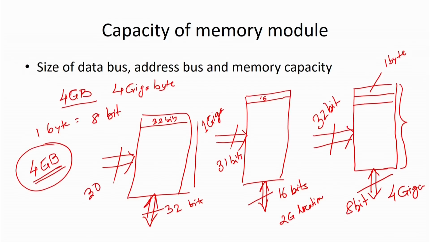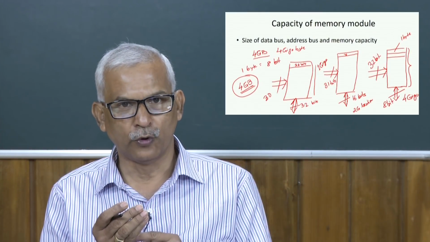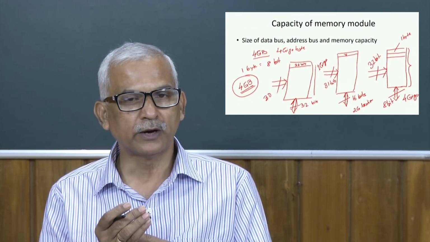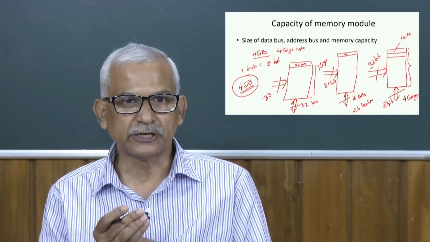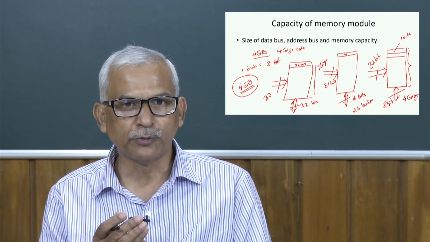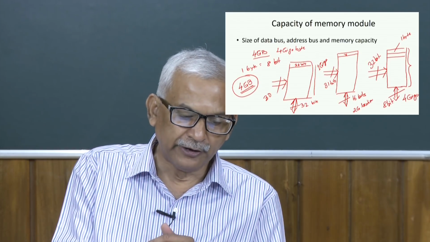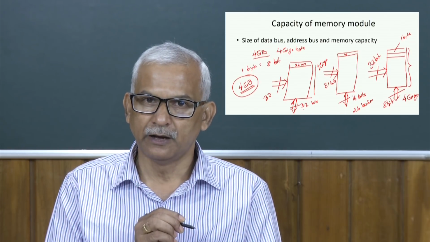So, you just see that if I am talking about a computer with 4 gigabyte memory, then we have to see what the processor size is, basically whether it is a 32 bit processor or a 64 bit processor, and depending on that you can find out the address and data bus.